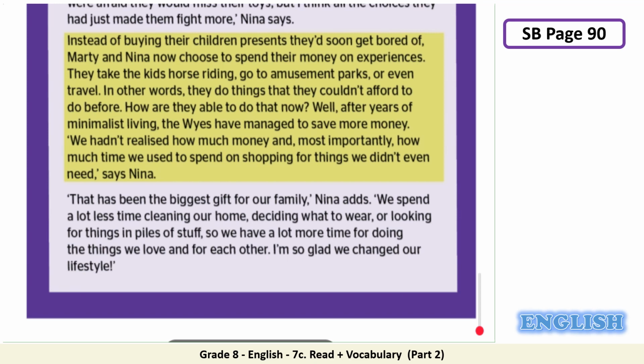How are they able to do that now? Well, after years of minimalist living, the Ys have managed to save more money. We hadn't realized how much money and, most importantly, how much time we used to spend on shopping for things we didn't even need, says Nina. That has been the biggest gift for our family, Nina adds. We spend a lot less time cleaning our home, deciding what to wear, or looking for things in piles of stuff. So we have a lot more time for doing the things we love. And for each other. I'm so glad we changed our lifestyle.